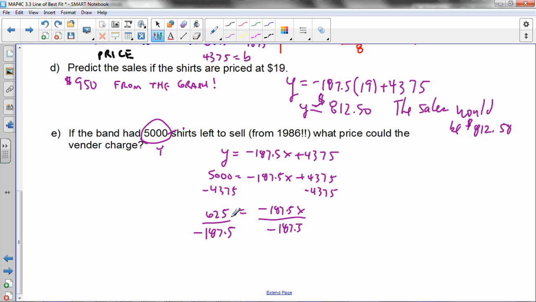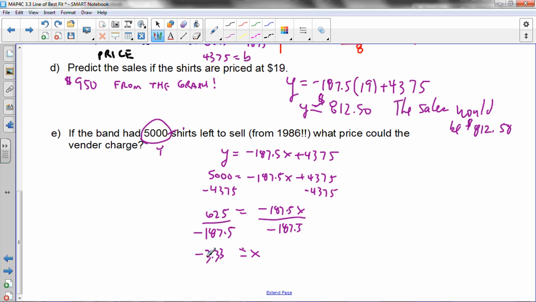625 divided by negative 187.5 is a negative 3.33, which doesn't make much sense. They should charge negative $3.33.